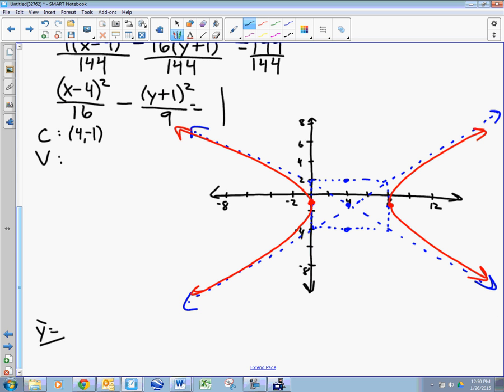Remember, we need to go from the center. So we went 4 units this way. What's the location of that point? 0, -1. And then we went 4 units that way. 8, -1. That would be the mistake people make on the test. They simply write plus or minus 4 or 0. No. Length of the transverse axis. How far is it from vertex to vertex? 8.